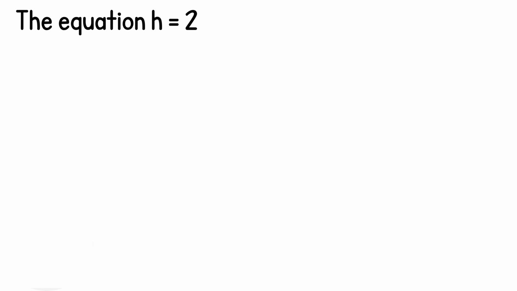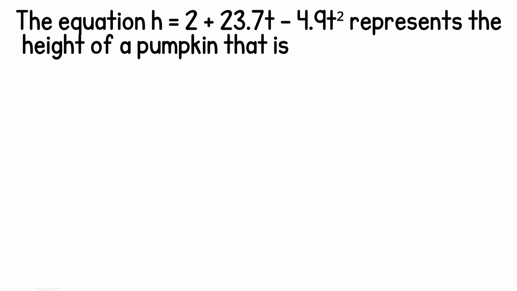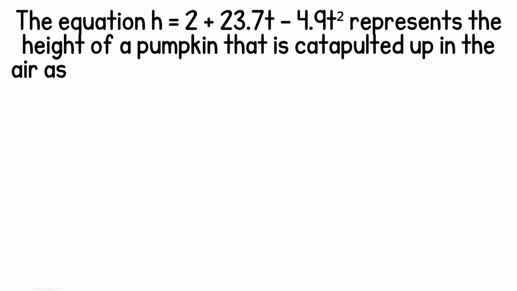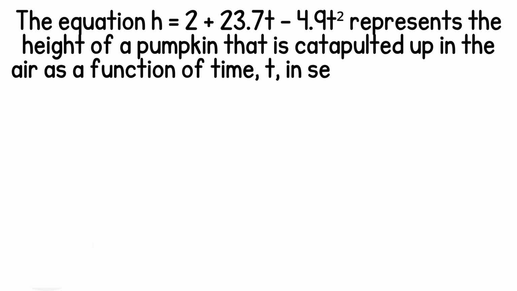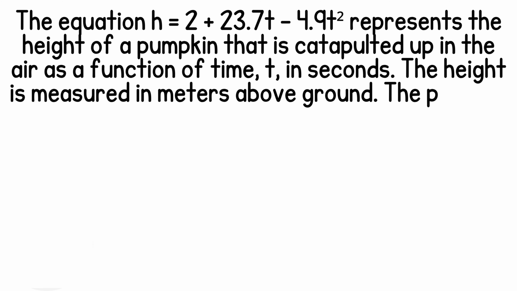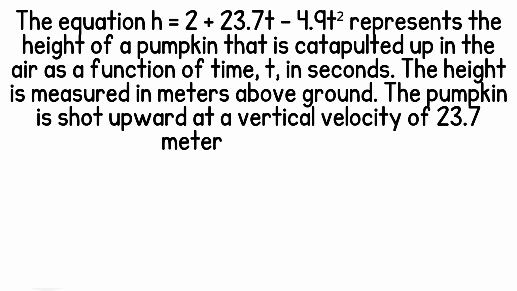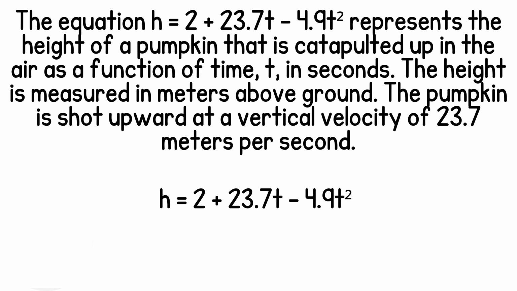The equation h equals 2 plus 23.7t minus 4.9t squared represents the height of a pumpkin that is catapulted up in the air as a function of time t in seconds. The height is measured in meters above the ground, and the pumpkin is shot upward at a vertical velocity of 23.7 meters per second. So let's take the equation they gave us and analyze each piece.